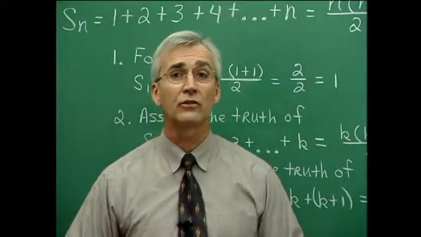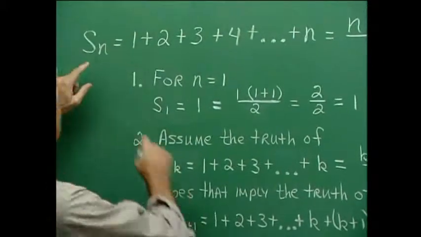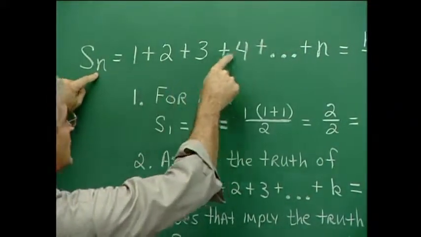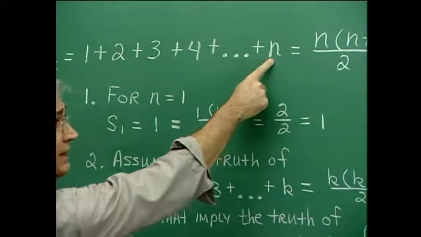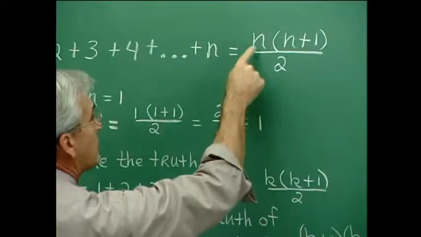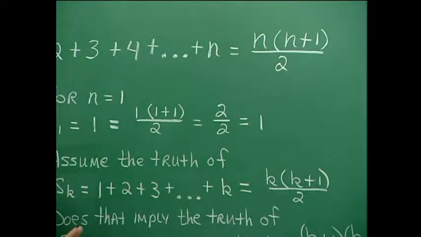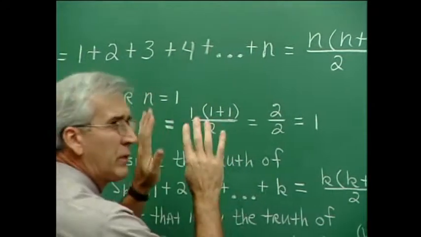Let's use math induction to prove this conjecture. It says that the sum of n items given by 1 plus 2 plus 3 plus 4 and so on through the nth item is equal to the expression n times n plus 1 over 2. Is that true? Well, let's see what this means.